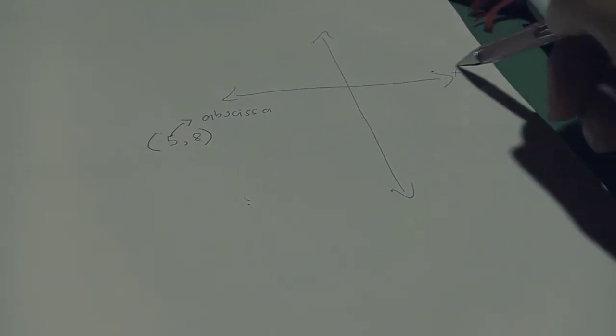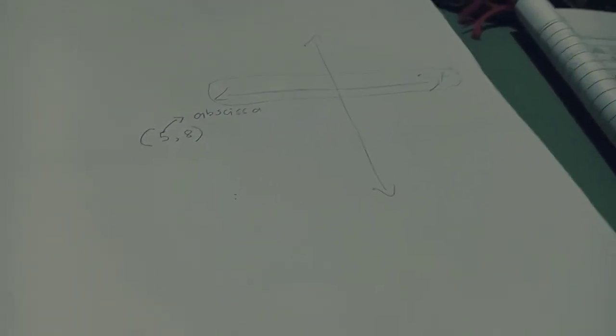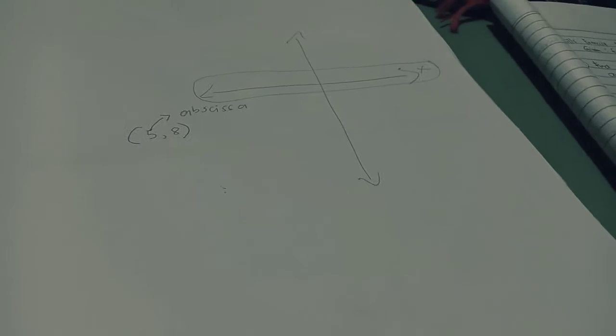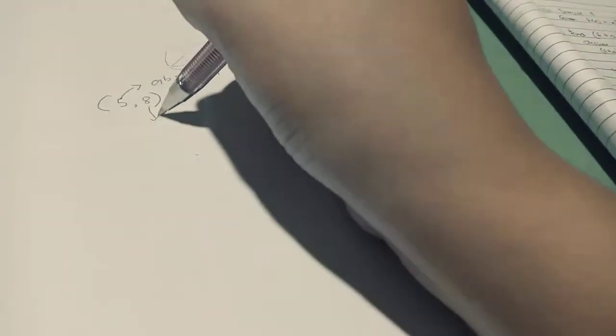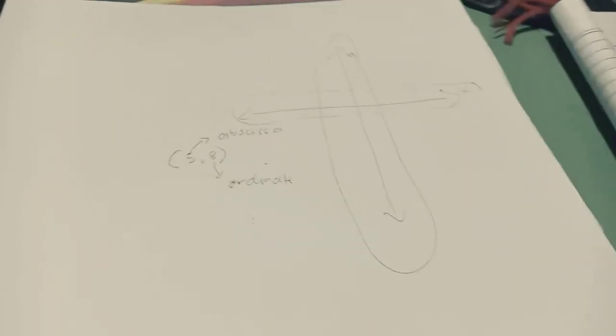So, in the Cartesian plane, our x is here. So our first number obtains the measuring of our x-axis. Then our second number is called the ordinate. And our ordinate, our second number, obtains the y-axis here in our Cartesian plane.